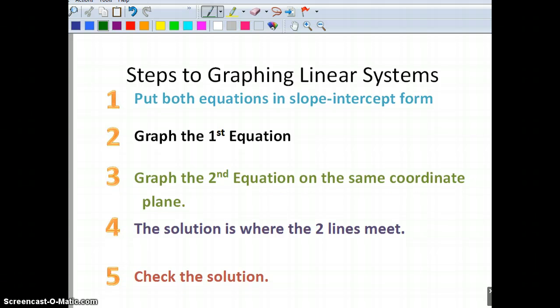Now the first thing we have to do is go over the steps. First, you need to put both equations in slope-intercept form, if they're not already, so that you can graph them. Then graph the first equation, then graph the second equation on the same coordinate plane, and then the solution is going to be where the two lines meet. The last thing you need to do is check the solution in both equations.